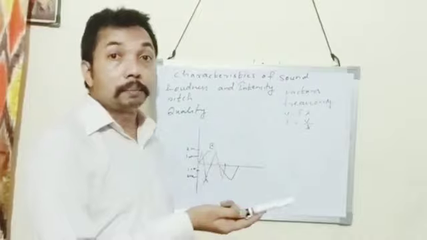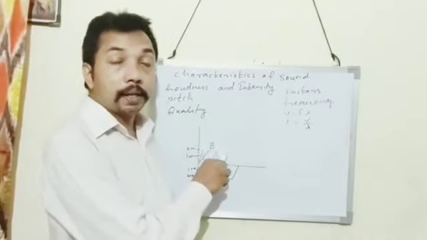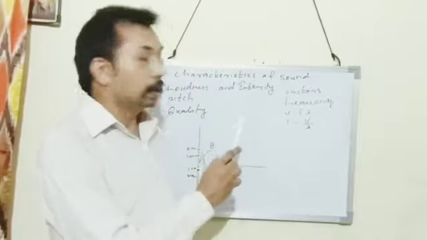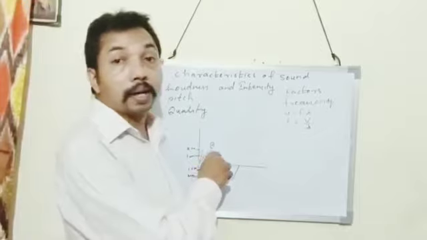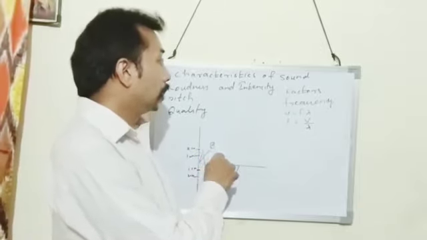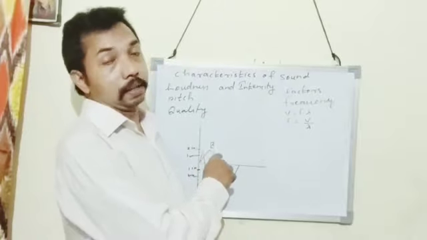So what about then pitch? So the pitch of A is more than the pitch of B. Why? Because the frequency of wave A is more than the frequency of B. So the note A is shriller than note B.